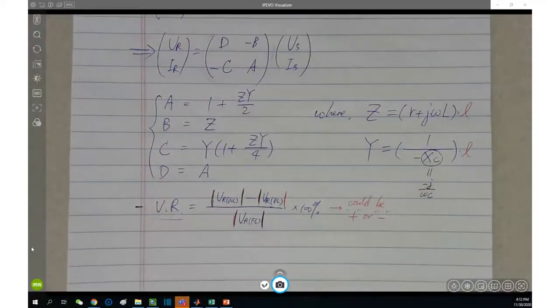Anyone, any impression? So first of all, negative VR means what? The numerator here is negative, right? Which means the full load receiving end voltage is greater than the no load receiving end voltage. This means what? After loading, the voltage becomes more, right?